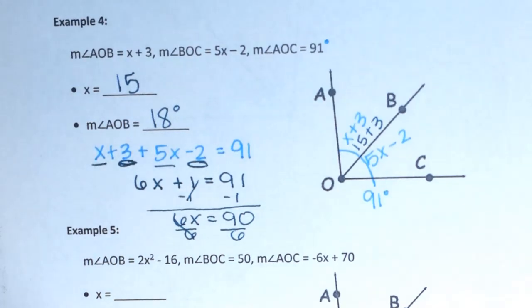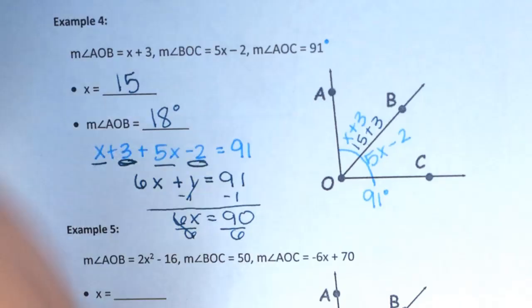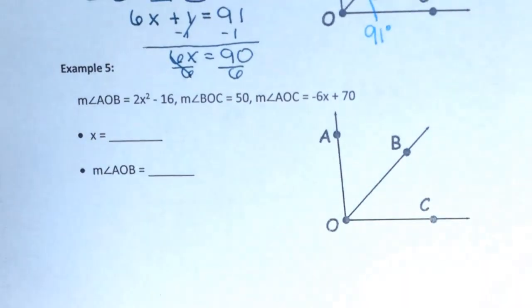Okay. If you write really big on this next one, I would suggest you write a little bit smaller. I'm going to give you 30 seconds. I want you to label the picture and set up your equation. Go. You don't have to solve anything yet. Label and set up.